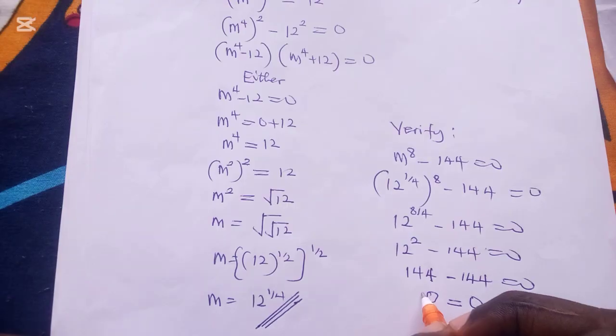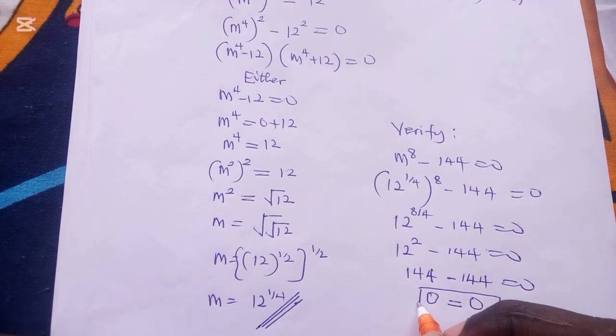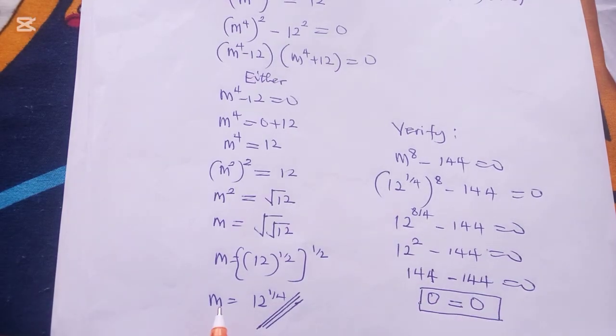So automatically we are expressing that the value of m, 12 raised to the power 1 upon 4, is valid from the substitution that we make here.